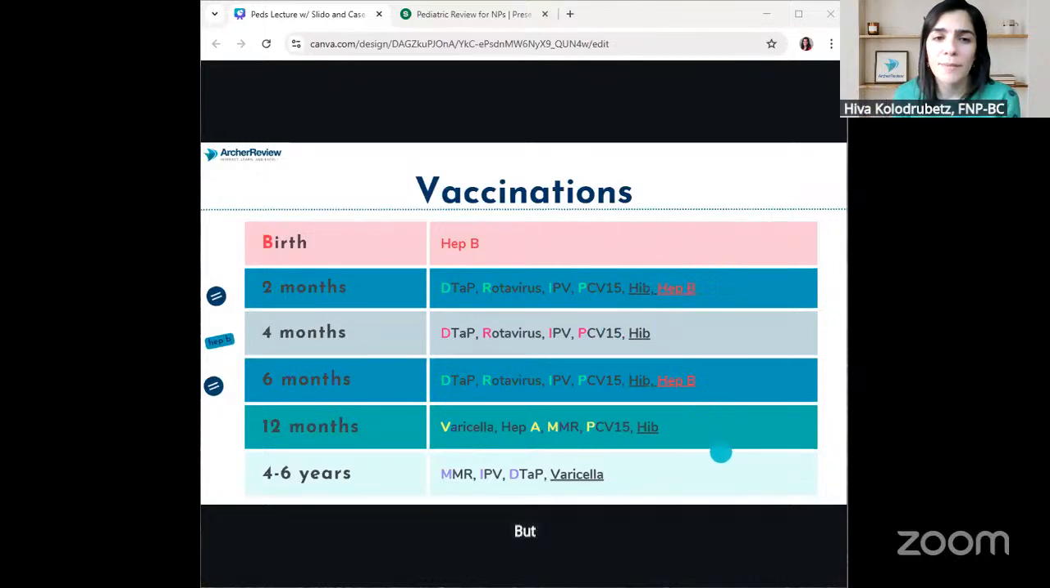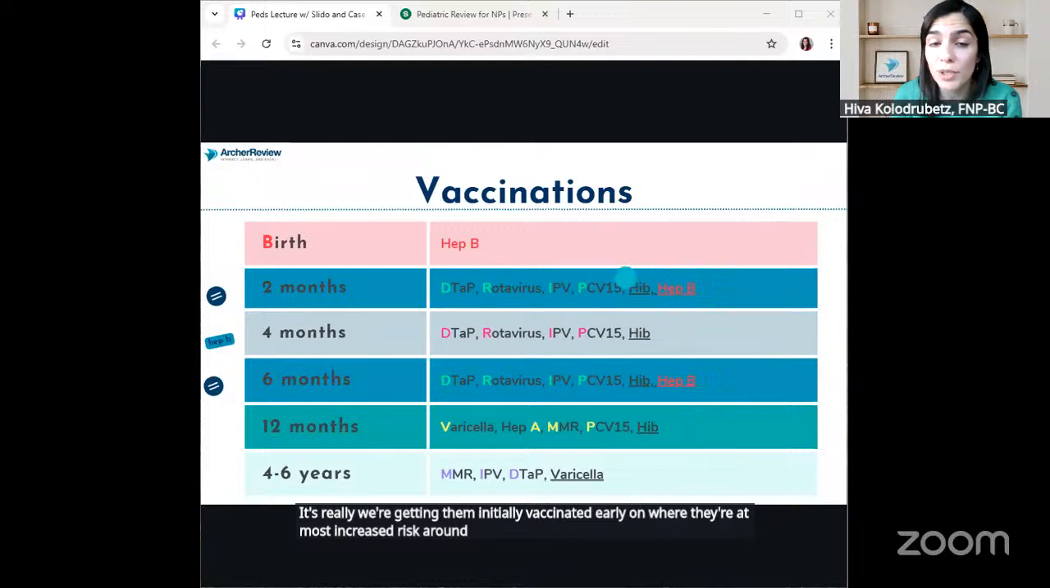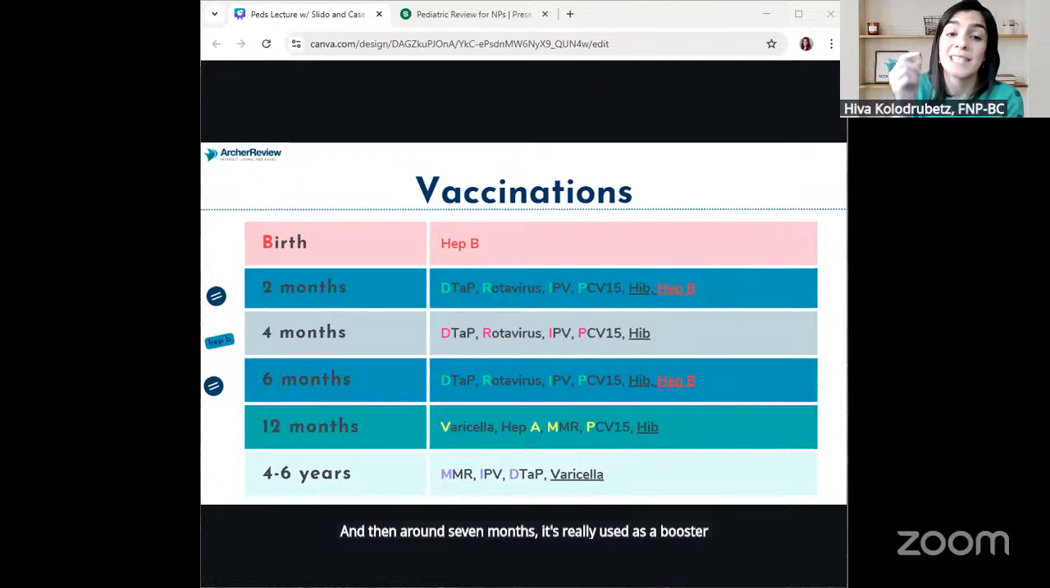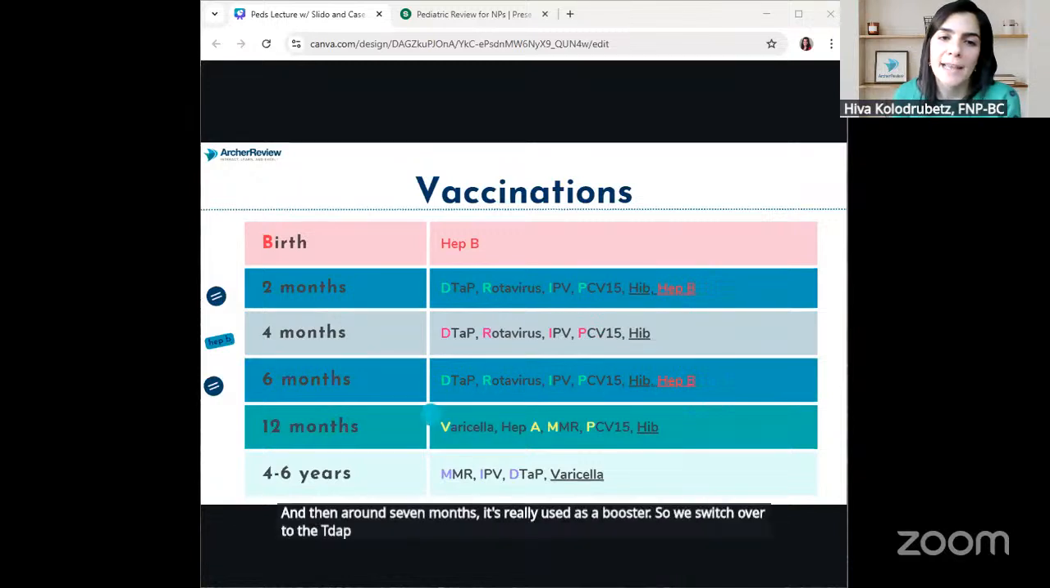You also want to look for patterns, like we start to do Tdap around the age of 7 because we don't need as high a dose of that pertussis. We're getting them initially vaccinated early on, where they're at most increased risk around ages 6 months to 2 years for pertussis. Then around age 7, it's really used as a booster, so we switch over to the Tdap. The way it's sometimes written is a capital P for the DTaP, since there's more pertussis in the DTaP, and a lowercase p on the Tdap because it's less pertussis. That's the difference there.